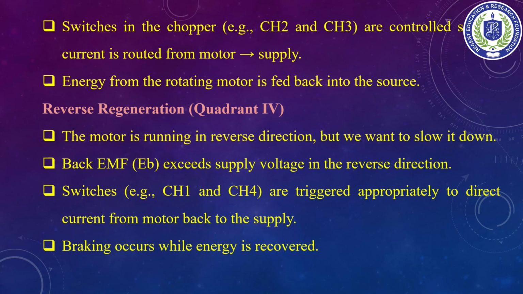The fourth quadrant also shows reverse regeneration. The motor is running in the reverse direction, but we want to slow it down. So what happens? The back EMF will exceed the supply voltage, but in the reverse direction. Now switches CH1 and CH4 will be triggered appropriately to fulfill the motive, that is feeding back the energy from the motor to the supply. So braking will occur when energy is being recovered.